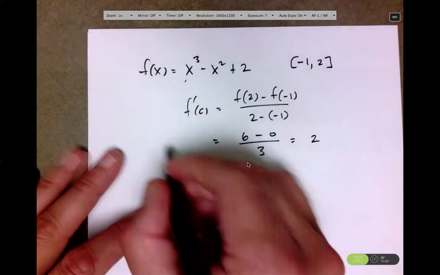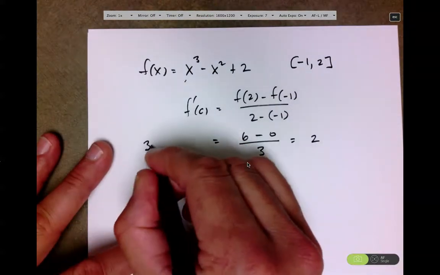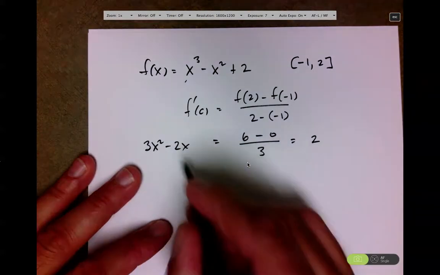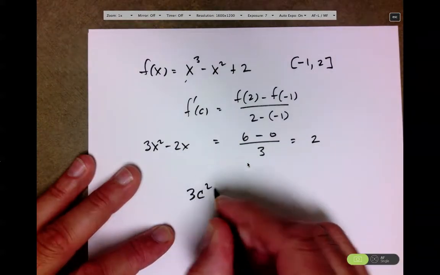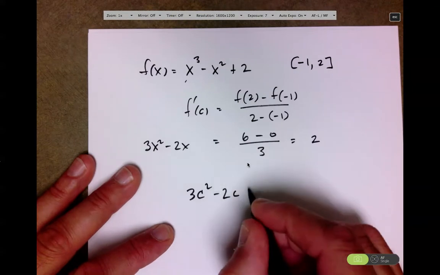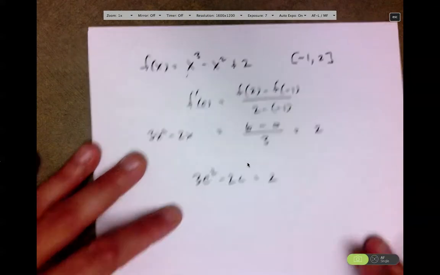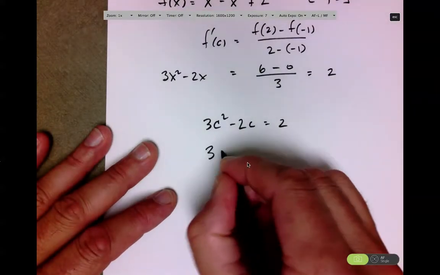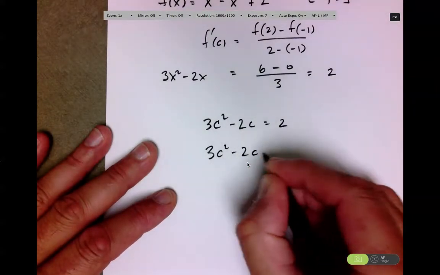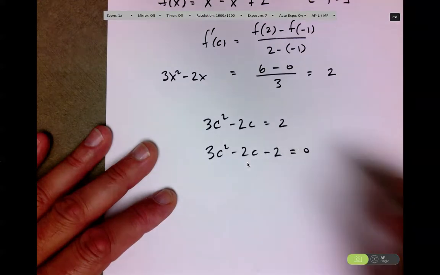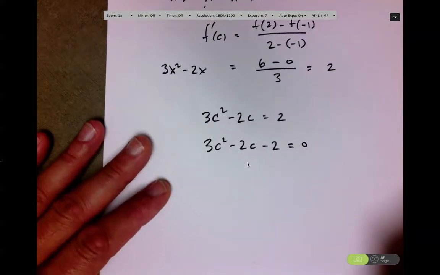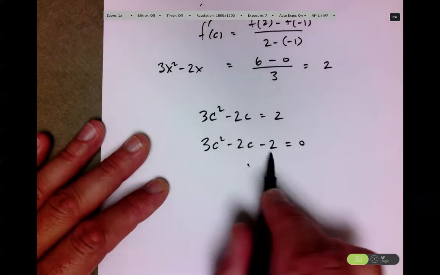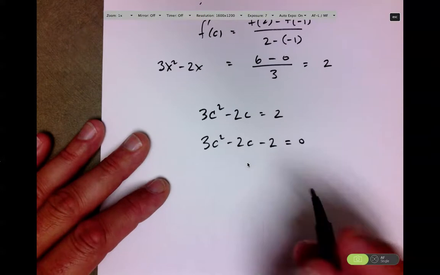The derivative of this function is 3x squared minus 2x. And so we want to know where 3c squared minus 2c is equal to 2. So if we move the 2 over, we get 3c squared minus 2c minus 2 equal to 0. This function doesn't factor at all, so my next choice is to use the quadratic formula.